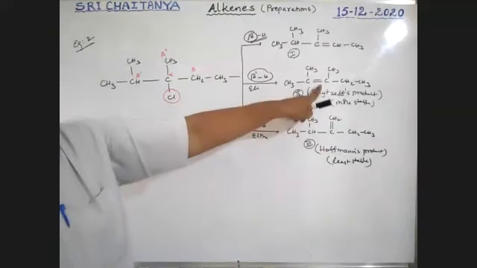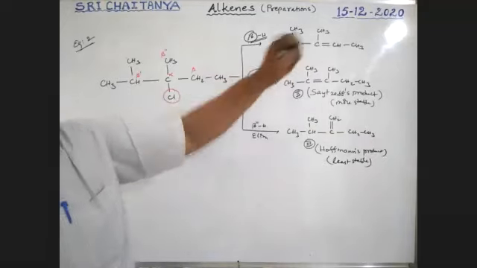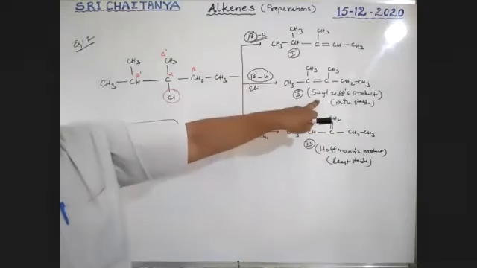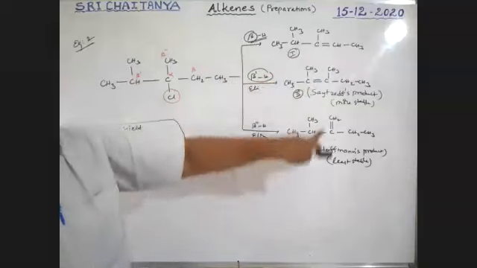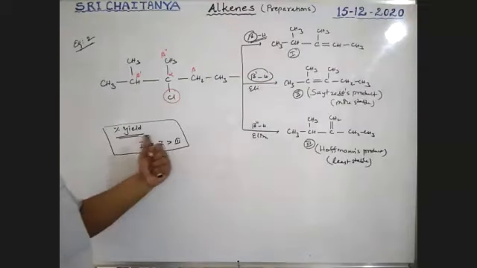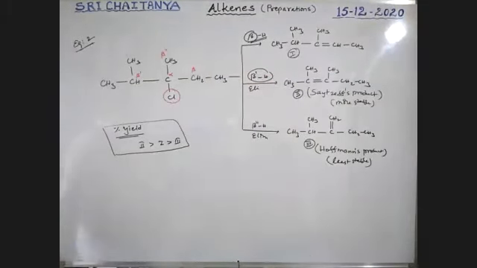So this one is more stable, this one is least stable, and this one is moderately stable. Therefore, it gives more percentage. Next, this one and next, this one. Therefore, the order of yield of these alkenes is 2 greater than 1 greater than 3.